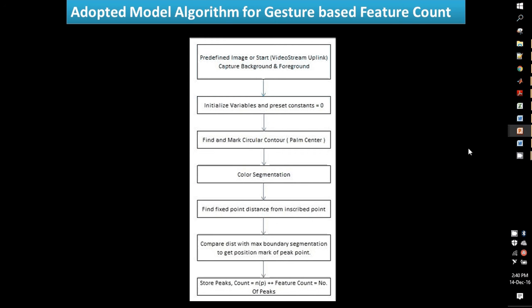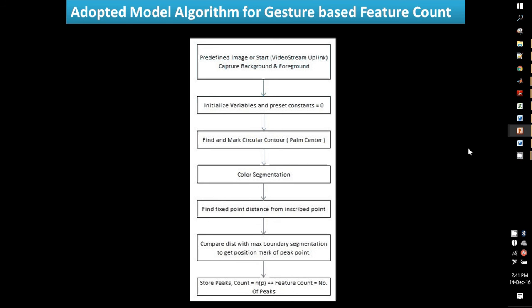Speaking of the data path, this is how we've initialized the algorithm for the peak process. Now, in the first box, we can see that there's a predefined image or starting a video uplink if we are capturing a live image. And then we capture the gesture based on the background and foreground, subtracting both the images.